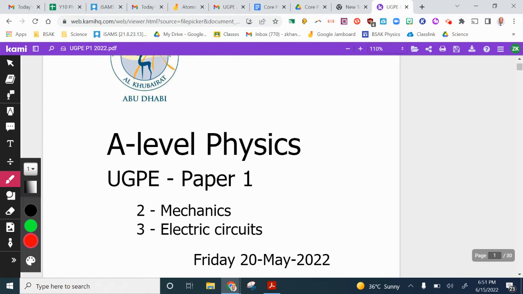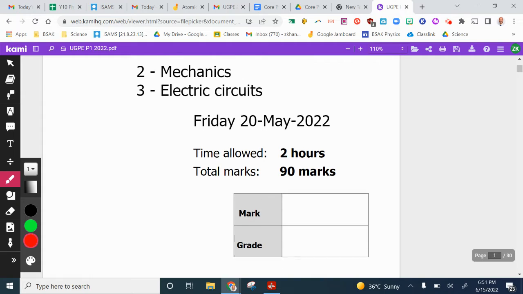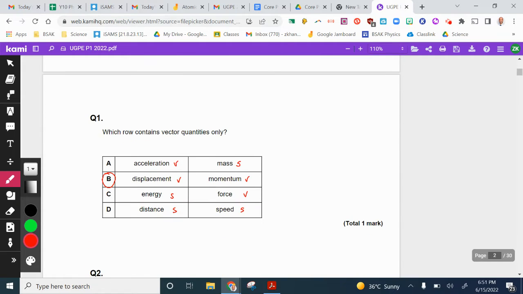UGP Paper 1, May 2022. Question 1. Which row contains vector quantities?